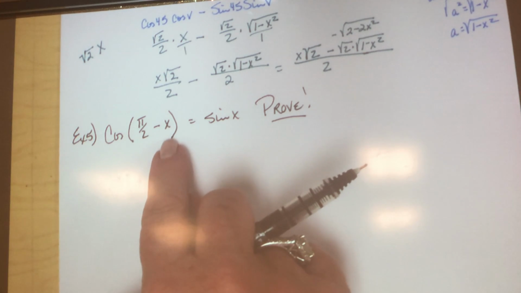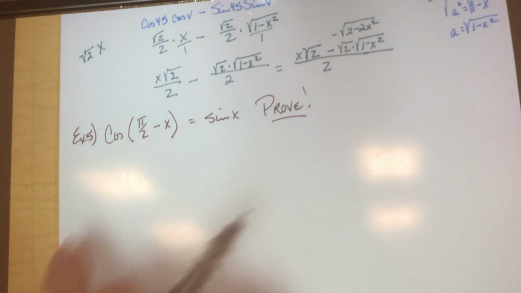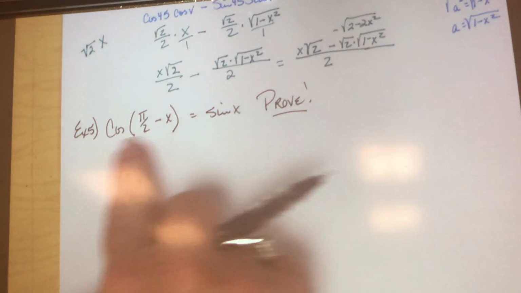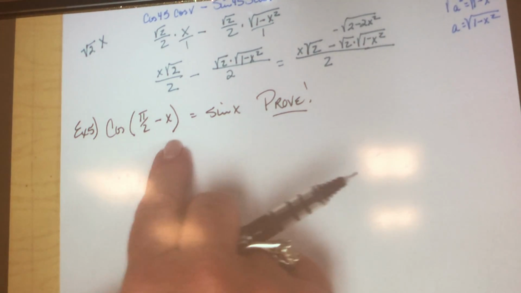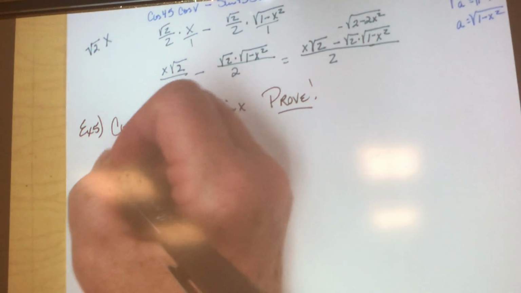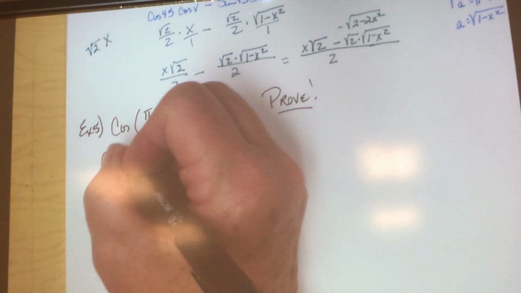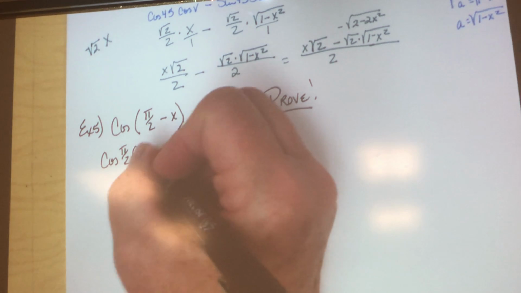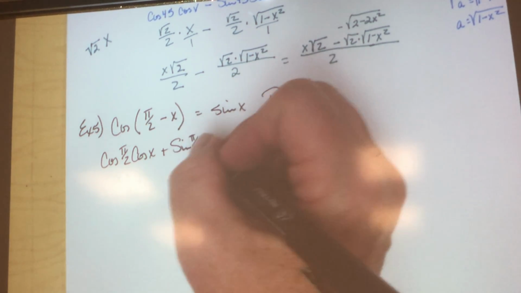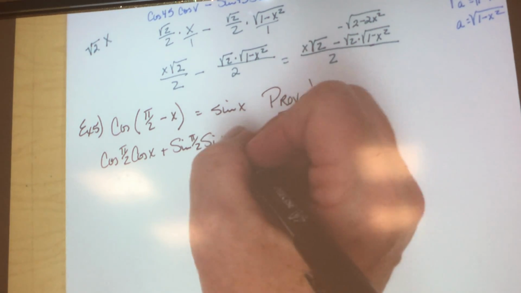So I'm going to rewrite it. Now y'all listen to me. Do I know what's going to happen? No, I don't. That's the only thing that I can do with this, so I do it, and I just go, well, please Lord, help it work out right. So, cosine pi over 2, cosine x, plus sine pi over 2, sine x.